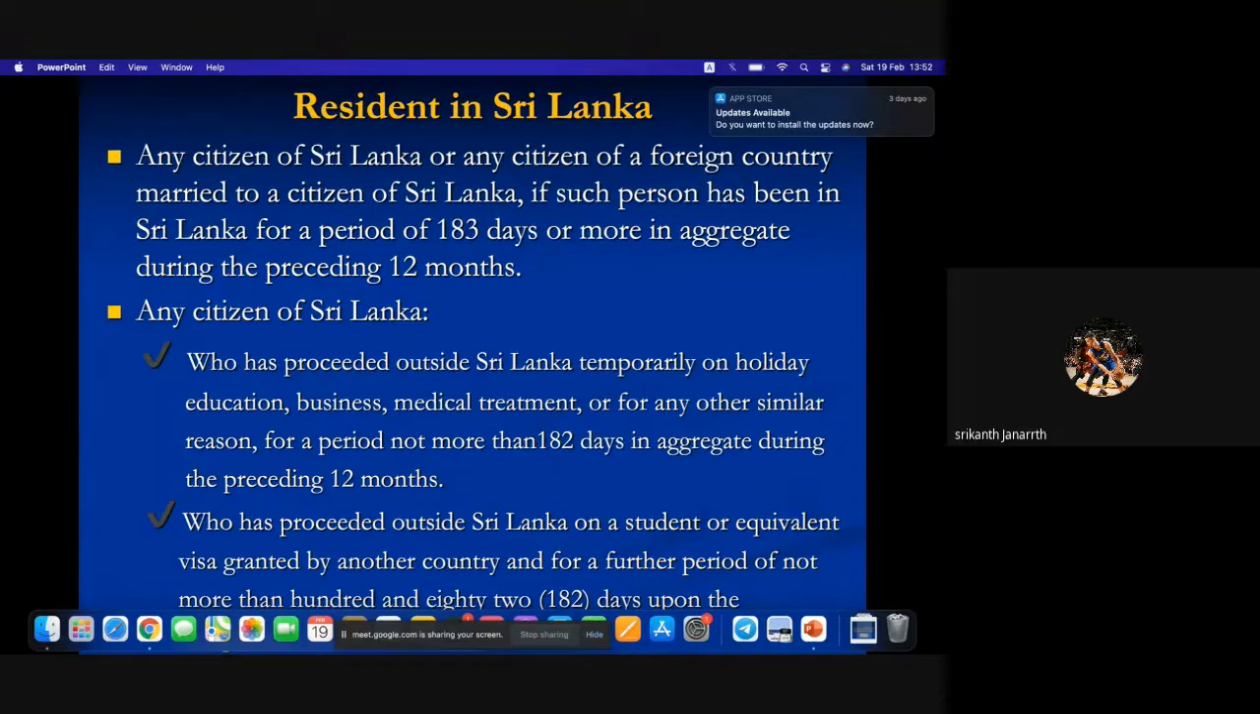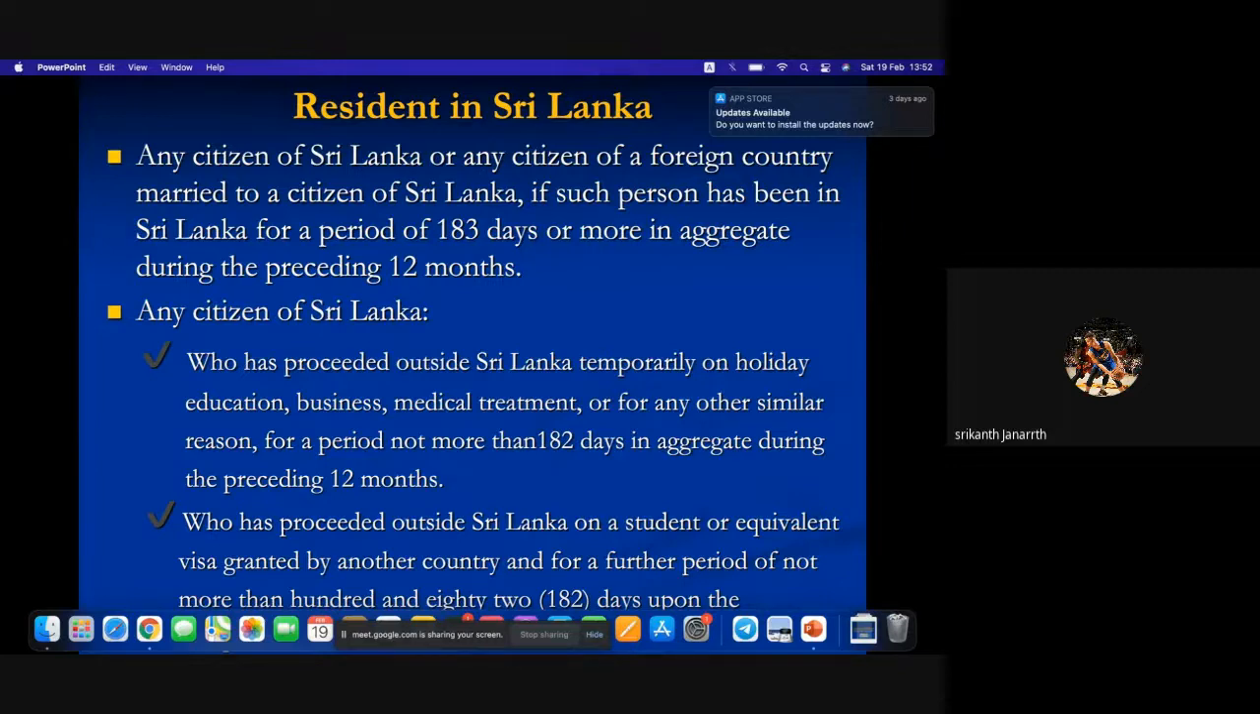So any resident, you and me, or even a foreigner married to a Sri Lankan, if the foreign spouse remains here, they will be treated as a resident, right? So the resident definition is that everybody who remains here is a resident, simple as that, including foreigners.